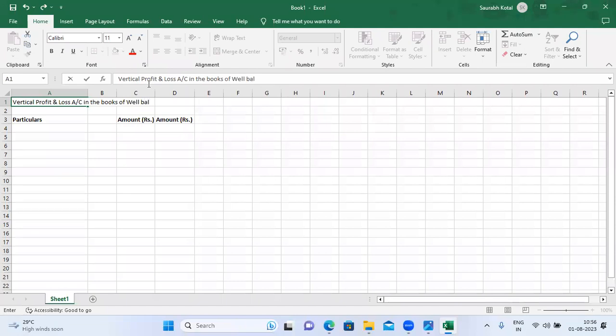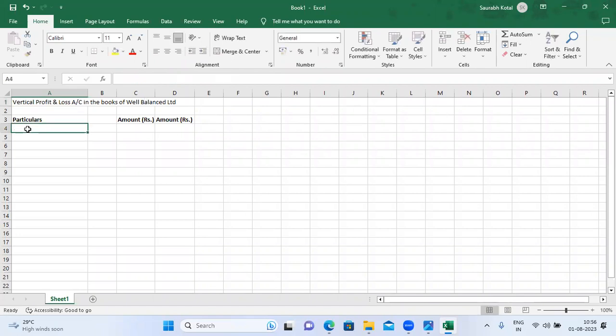Well Balanced Limited. This is the name of the company. The first thing that we are going to write is gross sales. Could you tell me what is the gross sales amount that we have?